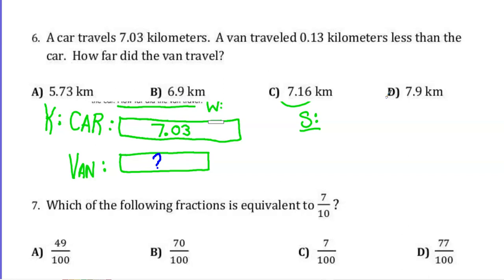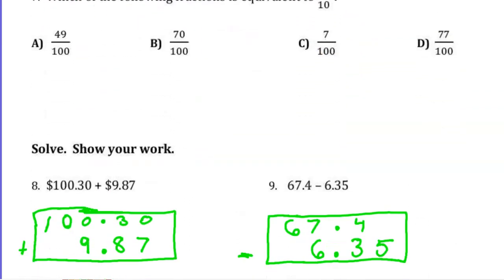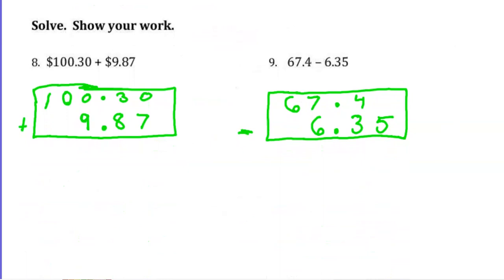Number 7. Which of the following fractions is equivalent to 7/10? Number 8 is addition and number 9 is subtraction. Let's look first at 8. Notice I've lined up the decimals for you. Do this on a separate piece of paper. Line up your decimals, fill in your holes, and add 130 hundredths plus 9 and 87 hundredths now.